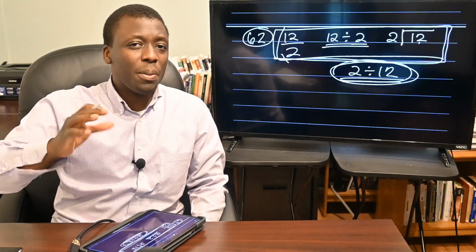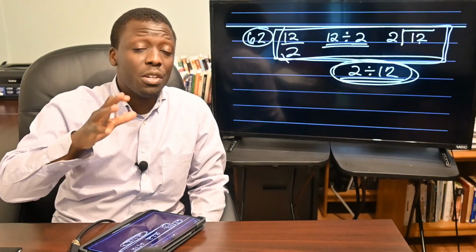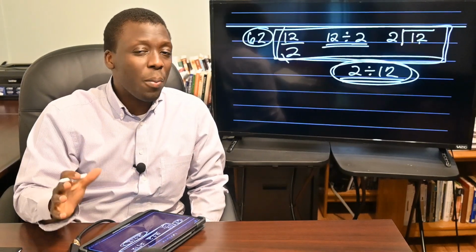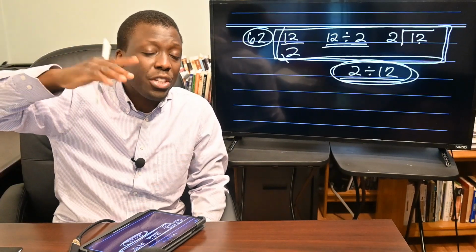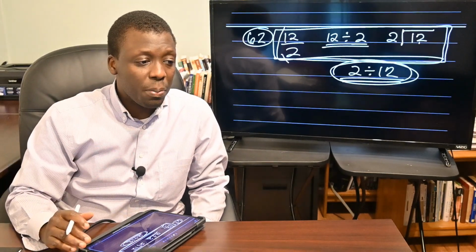Remember the commutative property of multiplication? It works for multiplication, and it also works for addition. There's a commutative property of addition. But there's no property of division that allows you to change the numerator and the denominator. They're not interchangeable. So that's very important to keep in mind.